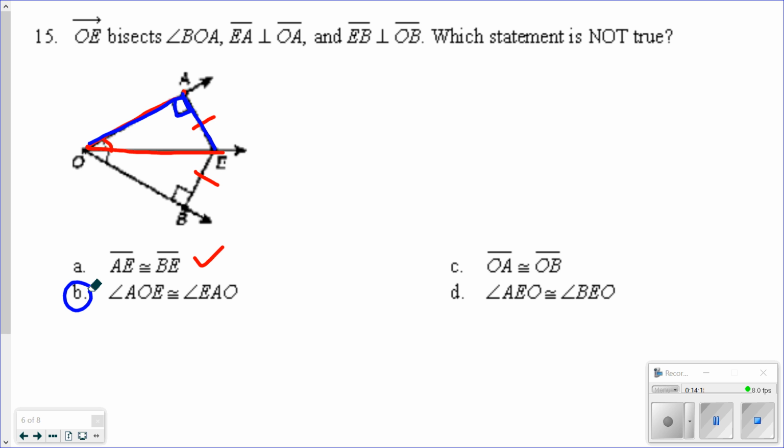We see that EAO is a 90-degree angle, and angle O, we don't necessarily know that well, actually, it couldn't be a 90-degree angle. Okay, it's got to be something less than 90 degrees. So answer B is correct here. It would not be true.